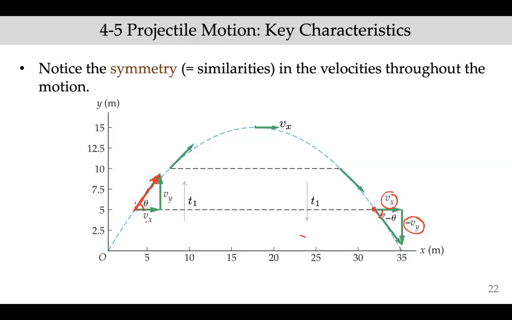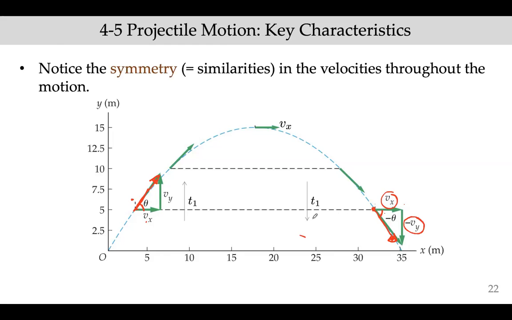And the velocity will be like this. So basically, you can see that the magnitudes of the velocities are the same, except the direction changes, and the direction doesn't change arbitrarily. If it's theta with the horizontal here, it will be negative theta with the horizontal here.